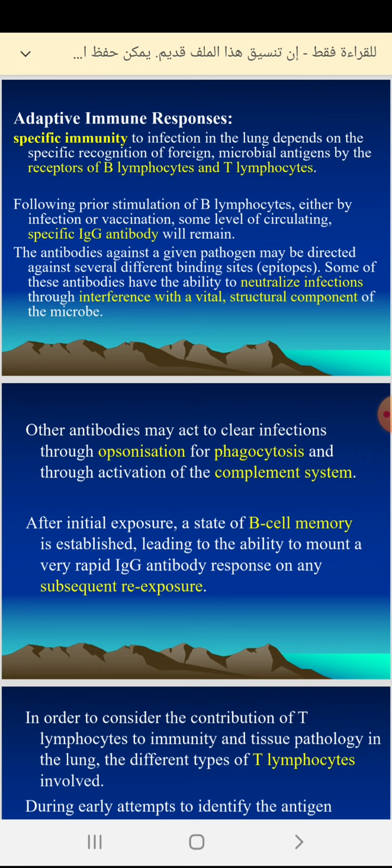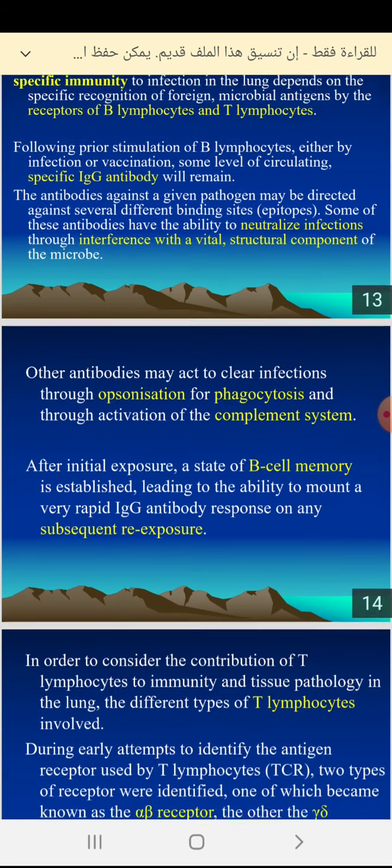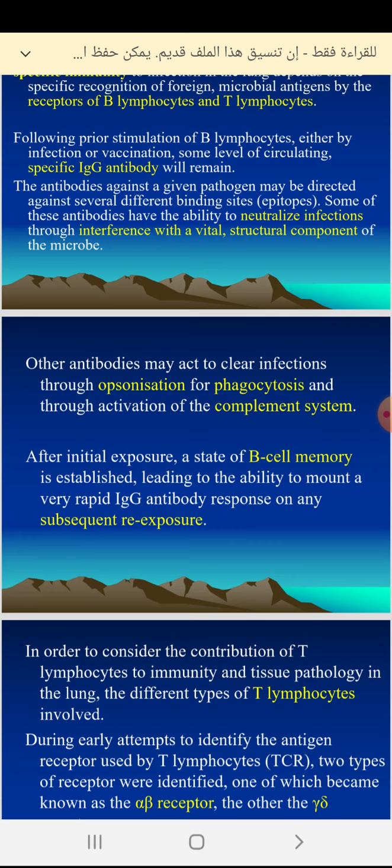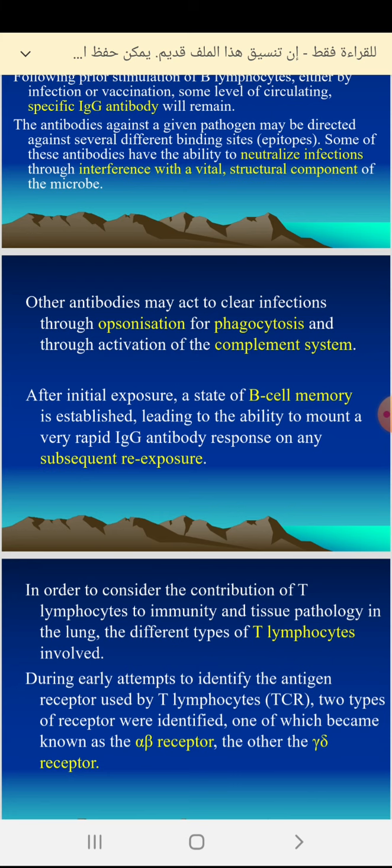Specific immunity to infection in the lung depends on the specific recognition of foreign microbial antigens by the receptors on B cells and T cells, lymphocyte cells. Following prior stimulation of B lymphocytes either by infection or vaccination, some level of circulating specific IgG antibody will remain in a human body. The antibodies against a given pathogen may be directed against several different binding sites or epitopes. Some of these antibodies have the ability to neutralize infection through interference with a vital structural component of the microbe.